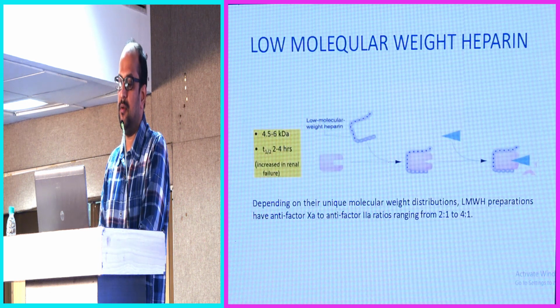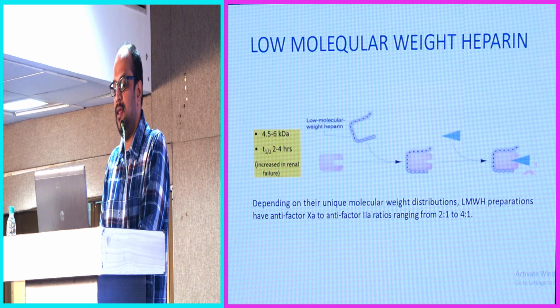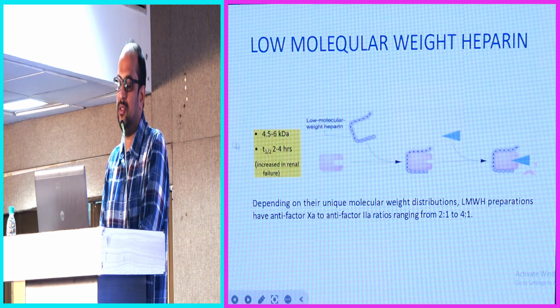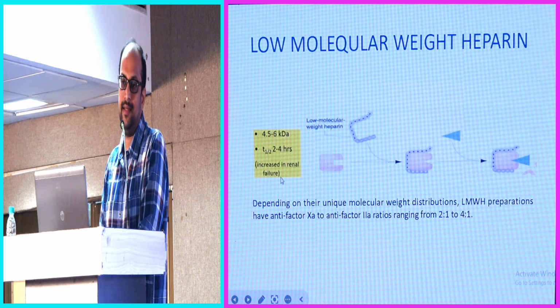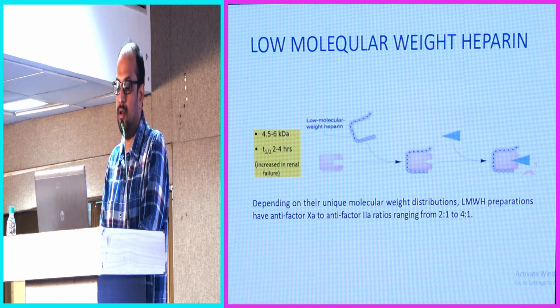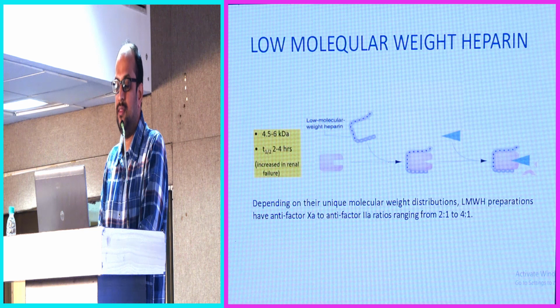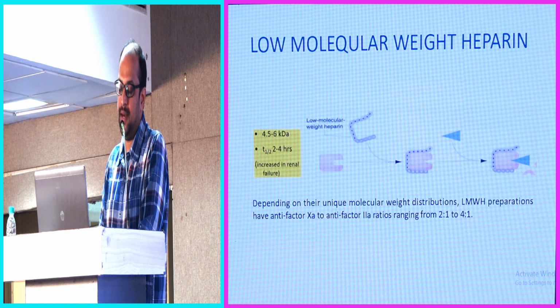Coming to the next common molecule, low molecular weight heparin. It has a molecular weight of almost 5 kilodaltons, and its half-life is 2 to 4 hours. Yes, its half-life is increased in renal failure, and patients suffering from morbid obesity and pregnancy can have a long effect of low molecular weight heparin.